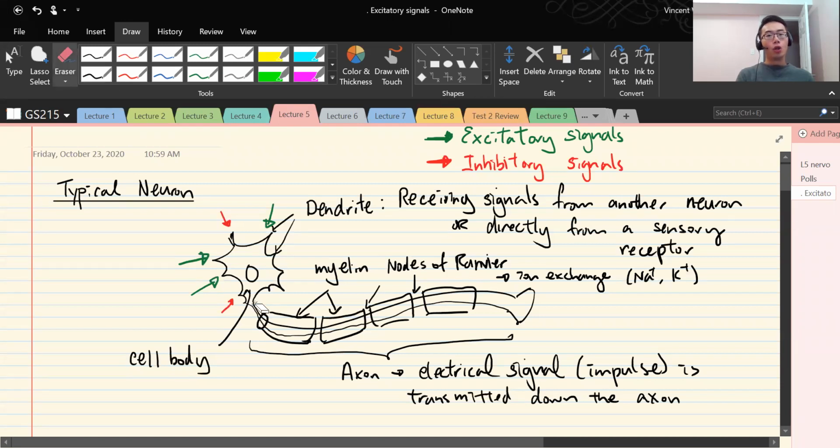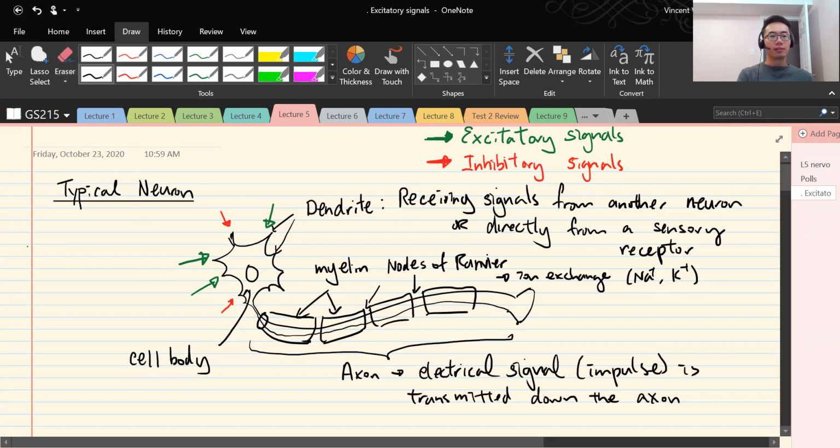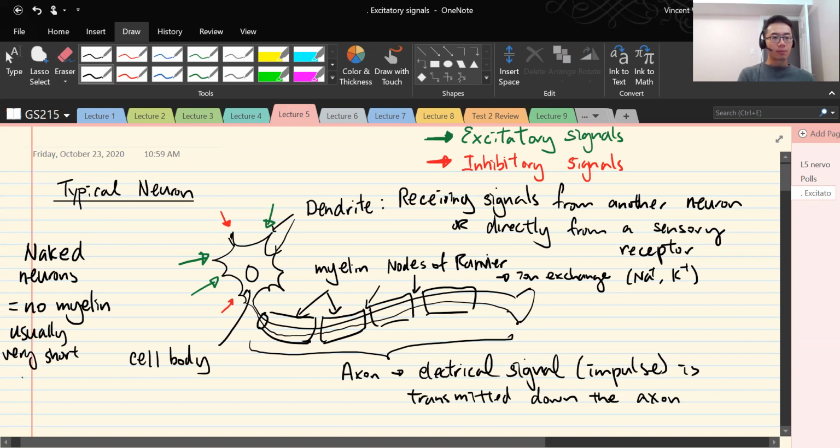Okay. Now, not all neurons are going to have myelin. Some of them, especially the short ones, do not have myelin. And if they do not have myelin, we call them naked. It's like if we're not wearing clothes, right? We say naked. So naked neurons means no myelin, and they're typically shorter, usually with a very short axon.